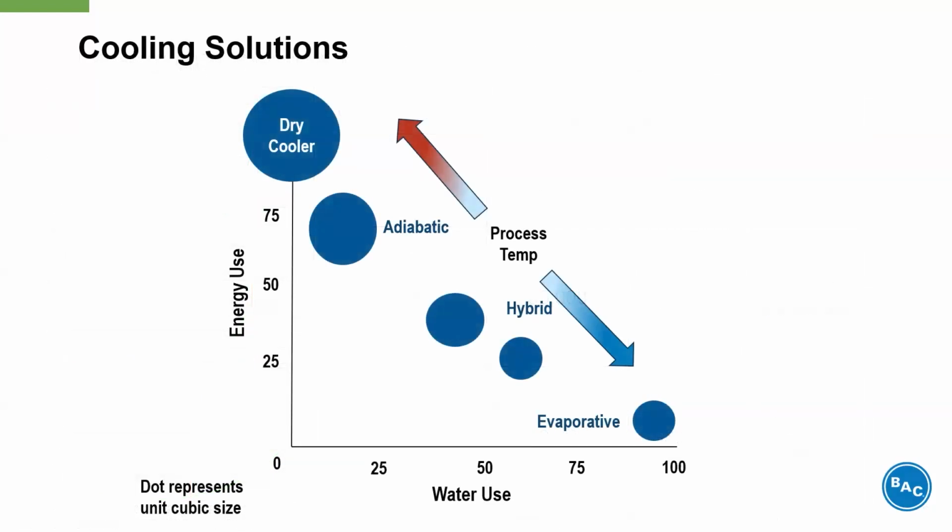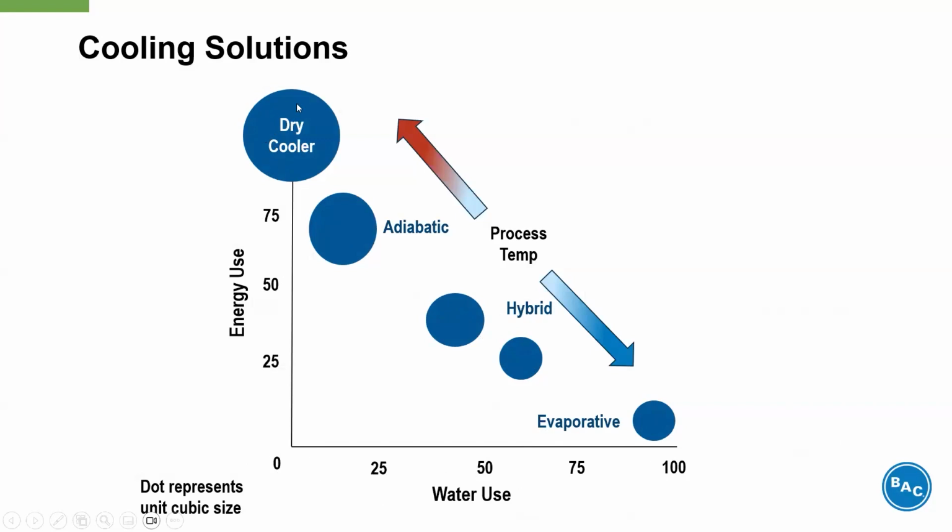So I probably could have saved all this time and just had one slide. I think this is an excellent representation of the message I've tried to convey today. These dots represent your different product types, from a dry cooler, adiabatic, your hybrids, and your evaporative. The dot size represents the unit footprint. So we can see a relative size of the equipment for a given capacity. And our y-axis is energy use. Our x is water use.